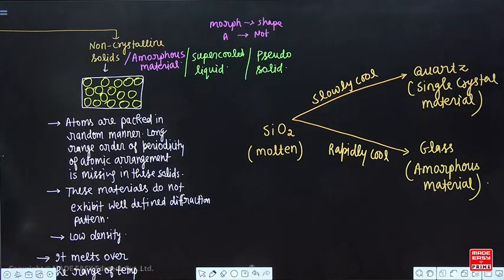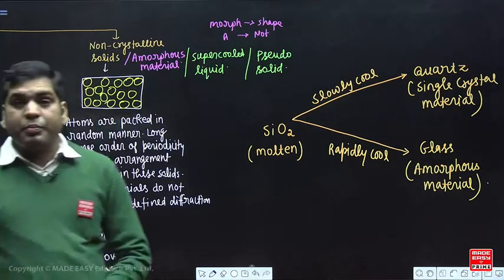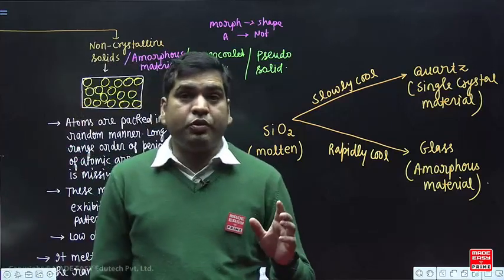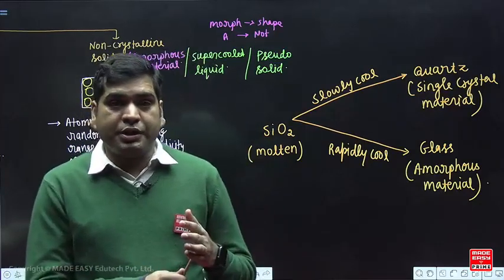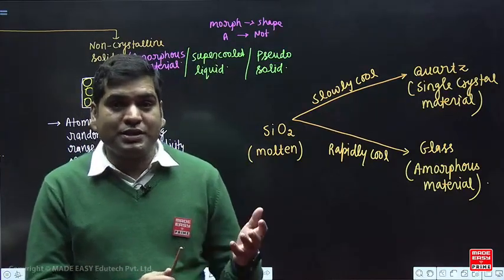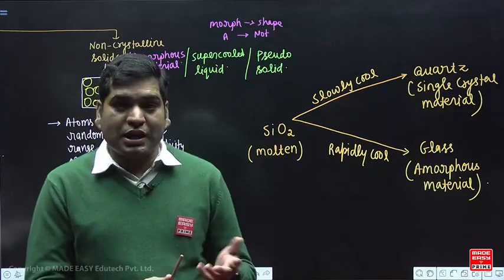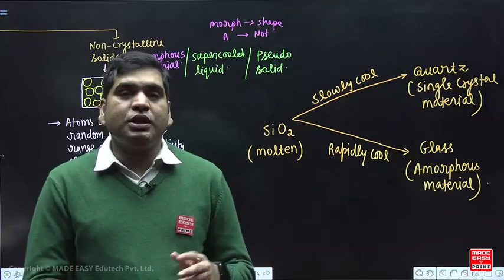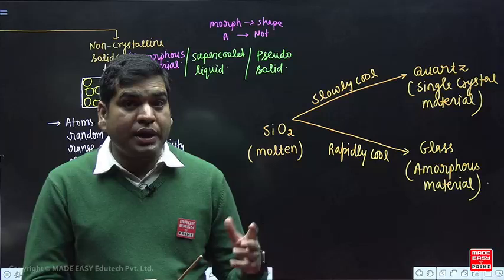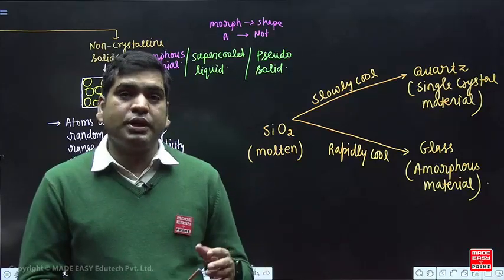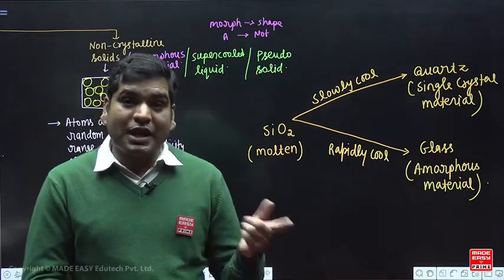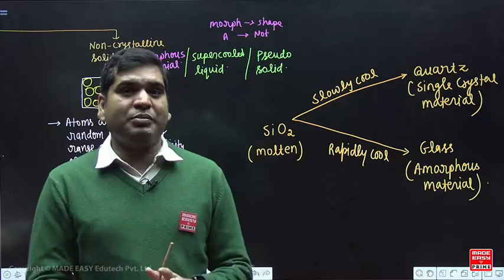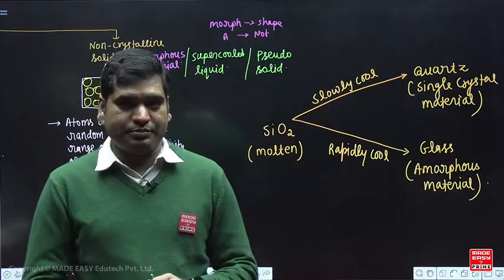Achilles is asking, sir, which type of bonds do these solids have? Dear, any kind of bond can be. There can be ionic bonded solids like NaCl. NaCl is also a solid and that is also a crystal. There can be metallic solids like iron, copper, they are also solids, right? There can be covalent solids like diamond. So any kind of primary bonding would be available over there.